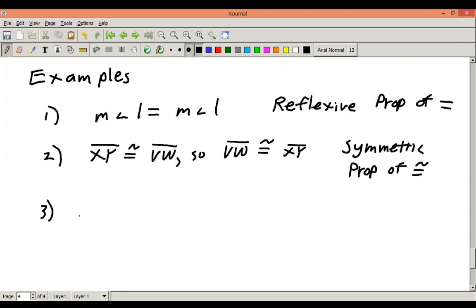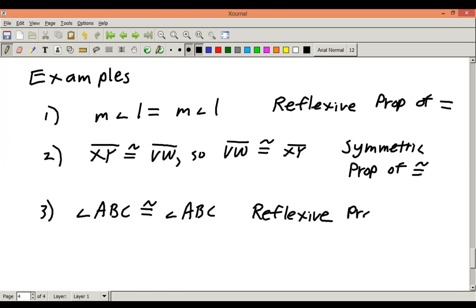Okay, I got a couple more. Angle ABC is congruent to angle ABC. So something is congruent to itself. That's a reflexive property of congruence. So number one is the reflexive property of equality. Number three is the reflexive property of congruence.